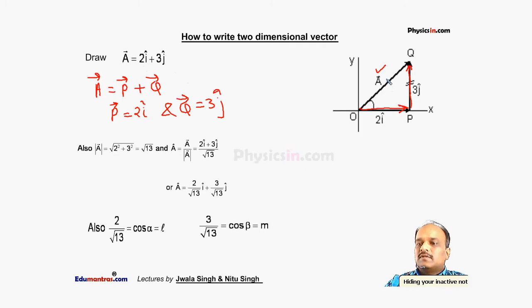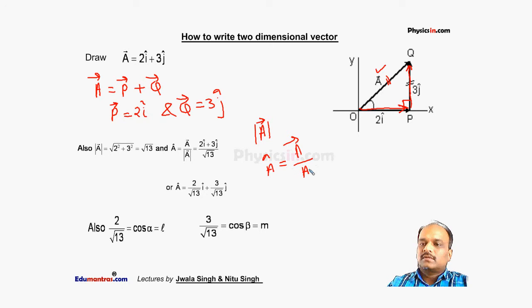Now the length of this vector A, mod of vector A is equal to, this is 2 and this is 3 and this is 90 degrees. So we can say this is equal to root over 2 square plus 3 square. It will give me root 13, which is magnitude of vector A. A cap, as we know, A cap is vector A divided by mod A. This is called unit vector of vector A.